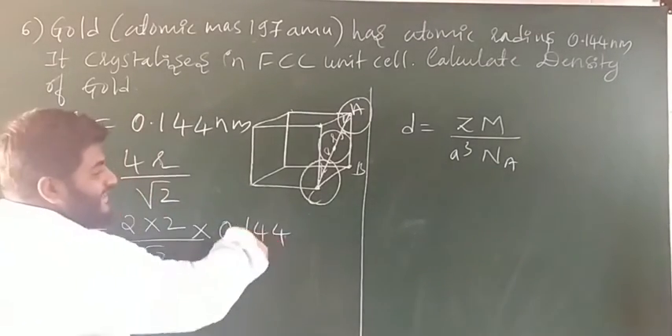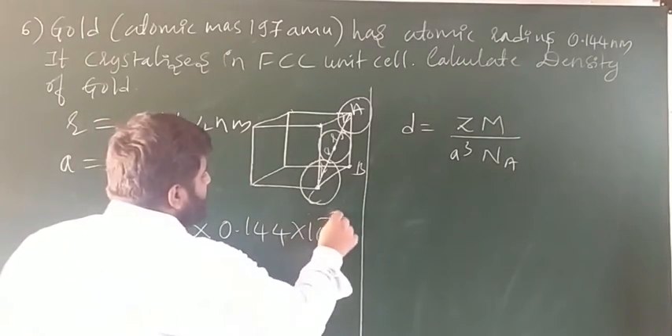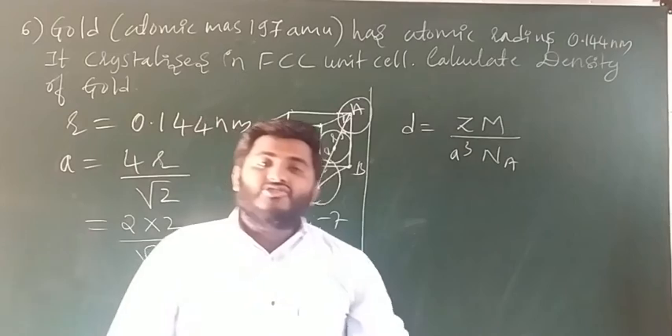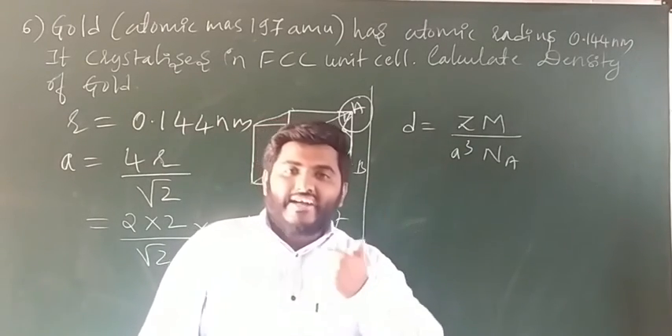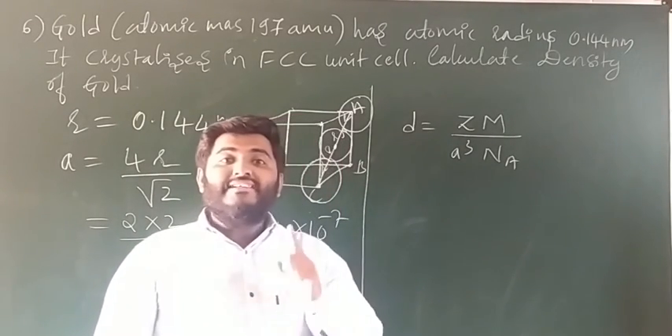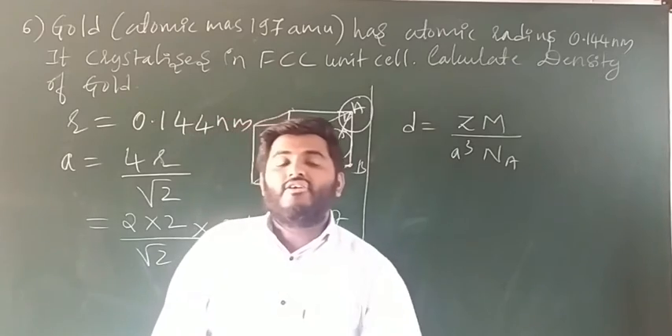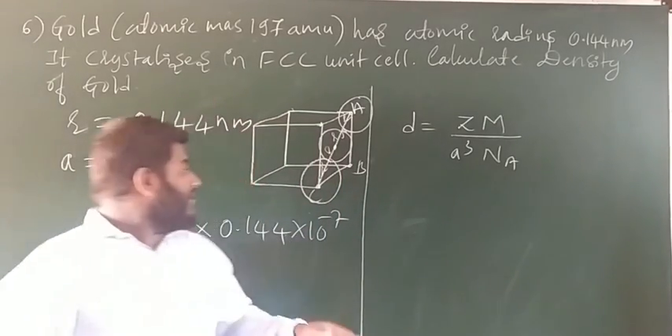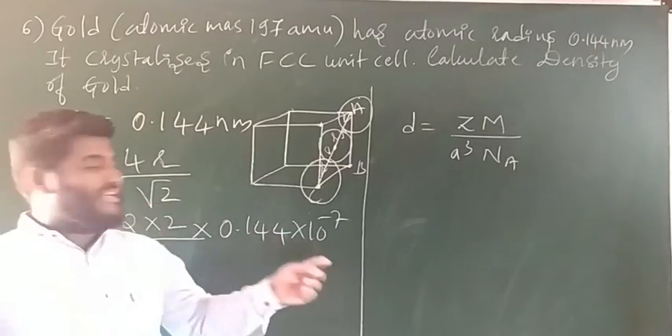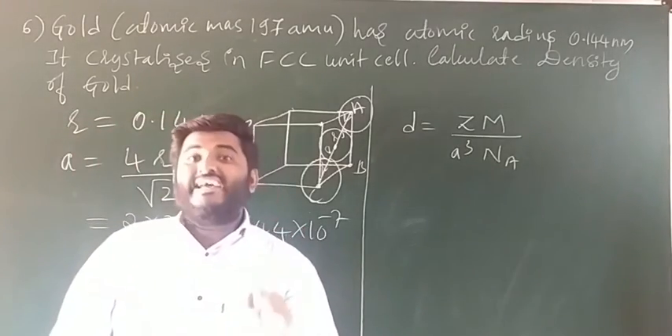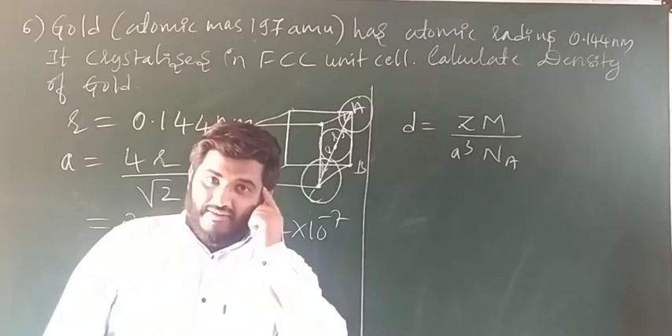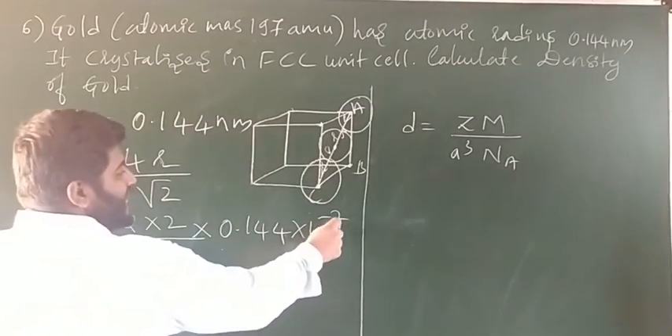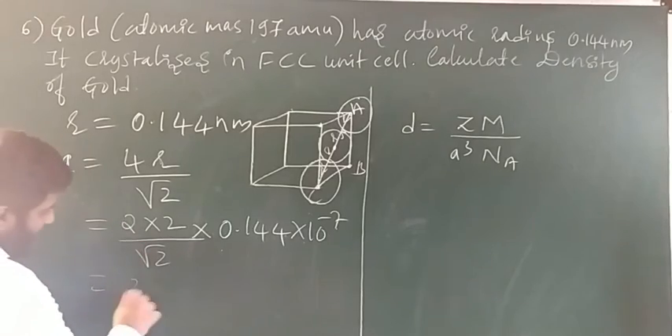Nanometer to centimeter, you can convert by 10 to the power minus 7. See, when angstrom is there, it is converted into centimeter by multiplying 10 to the power minus 8. When picometer is there, 10 to the power minus 10. When nanometer is there, 10 to the power minus 7. Centimeter I am talking about. Remember this. Okay. So nanometer is there, I will convert it to centimeter by multiplying 10 to the power minus 7.